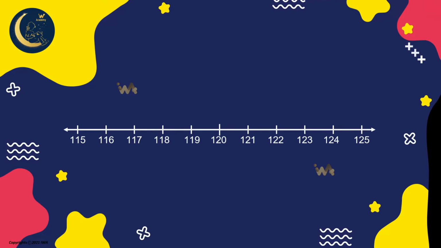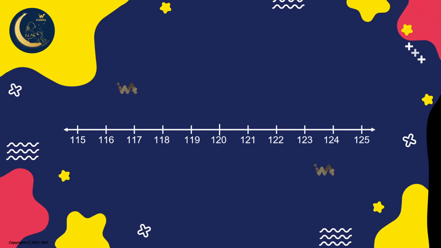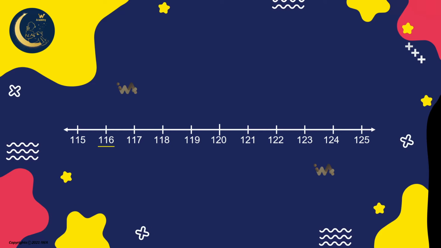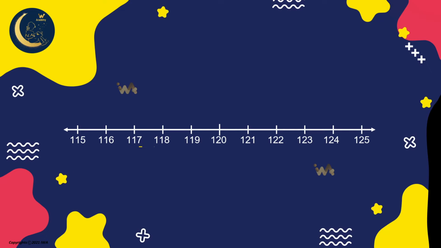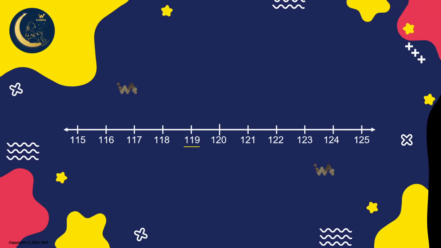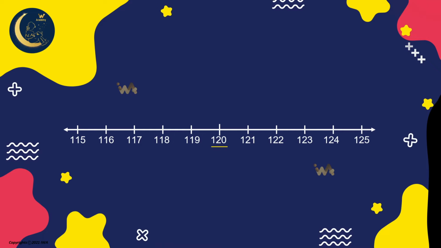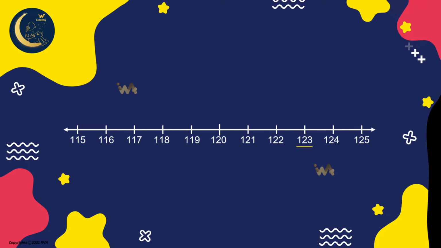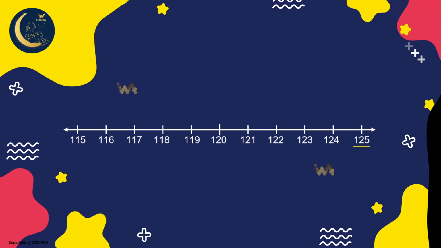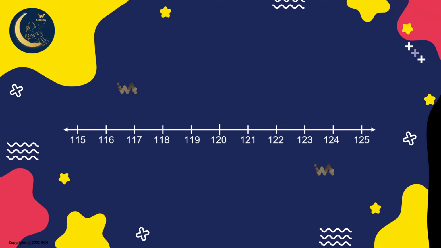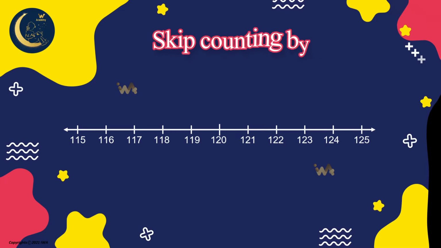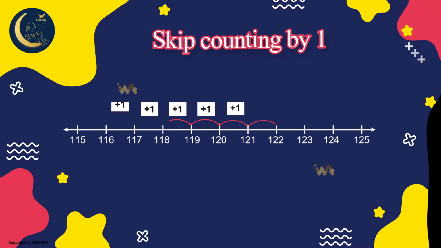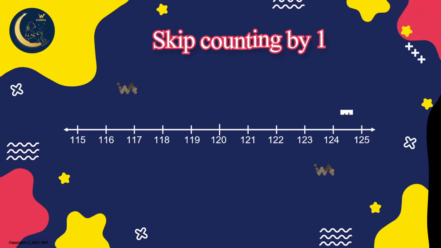Look at this number line. The numbers on it are made up of 3 digits. Let's read the numbers. 115, 116, 117, 118, 119, 120, 121, 122, 123, 124, 125. The numbers go up by 1 unit. This is called skip counting by 1, as we jump 1 unit every time. So we add 1 unit each time to move to the next number.